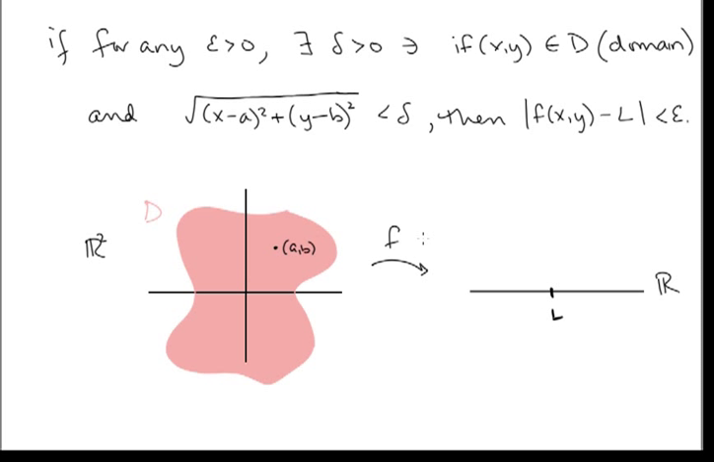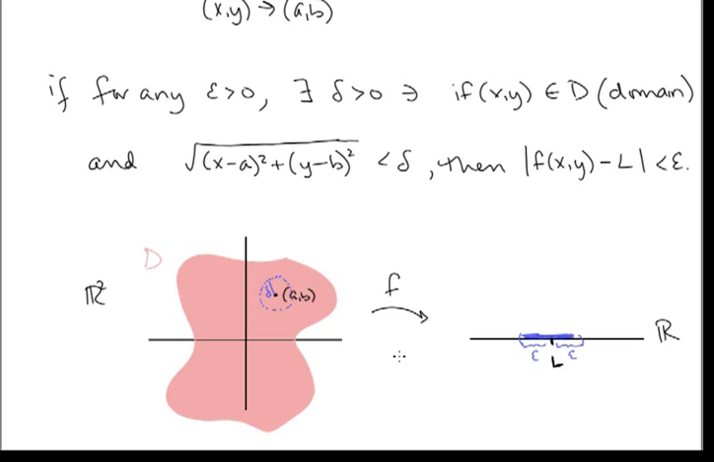So we're saying that if we want to get our function values within epsilon distance of L, then we need to be able to find a circle of radius delta around point (a,b) so that all the (x,y) points in here get mapped into this interval. That would say that the limit as (x,y) goes to (a,b) of f(x,y) is equal to L. As close as we want to get to L, we can find a neighborhood around (a,b) so that all those points get mapped into this interval.